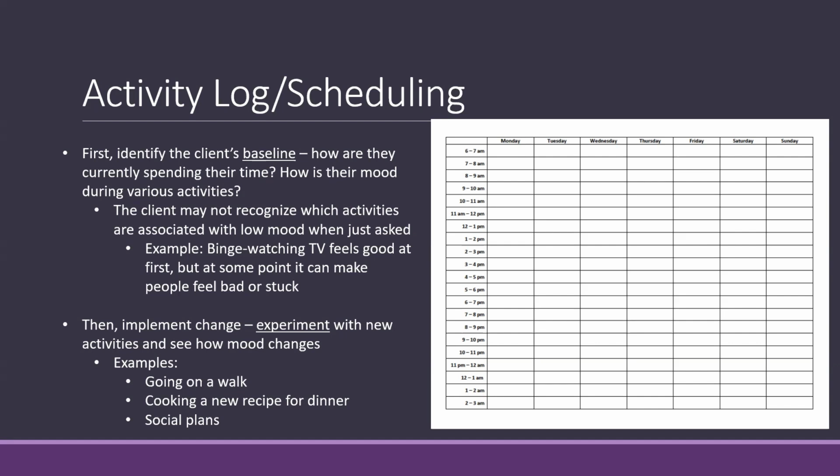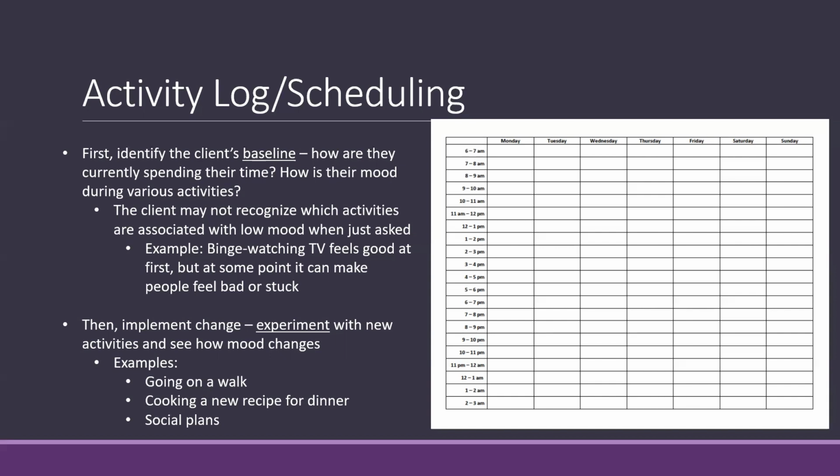And this is really important because the client might not recognize which activities are associated with a low mood when they're asked. So an example is watching TV. A lot of people watch TV for short-term mood improvement because when you first put on a TV show, you're going to have an improved mood. However, it might not be easy to notice when this turns into a more depressive behavior and someone's mood goes down. So we've probably all had the experience of binge watching TV. Maybe the first episode or the second episode feels pretty good, you're engaged, but somewhere around the third or fourth episode, you might start to feel bad or stuck or like you're wasting time. And so the client might not naturally recognize this. And so this is where logging the activities and the moods is a really helpful step.